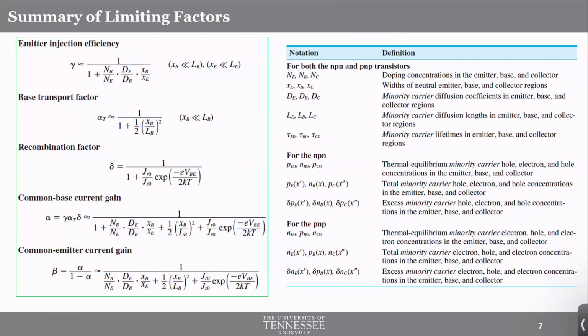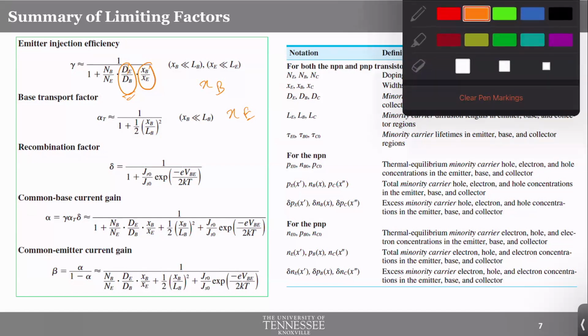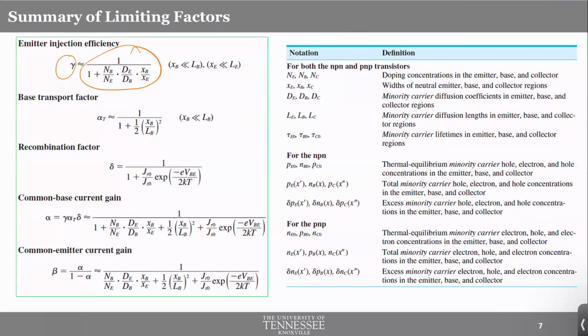Give me a few more seconds. So what is D? Diffusion coefficient. What is X? That's the thickness. XB represents the thickness of the base. XC represents thickness of the emitter, and so on. Okay, so you could express gamma in terms of these foundational parameters. You could represent alpha t in terms of these deeper parameters, and similarly delta with respect to deeper parameters.